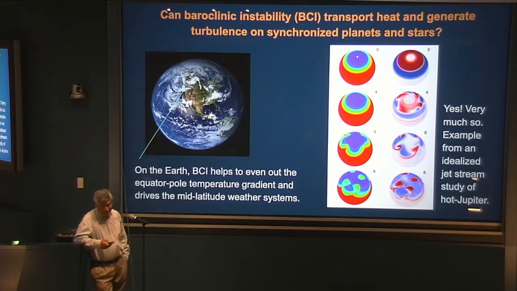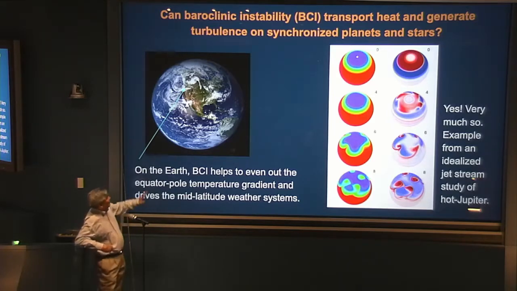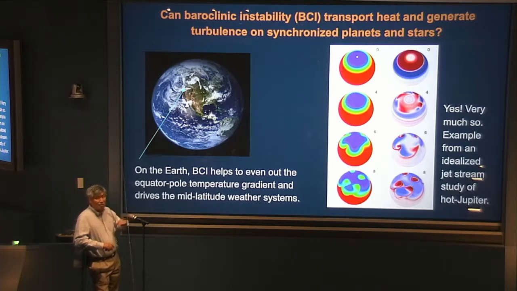And that has, under the right conditions, the ability to generate weather, like you see here on the left for the Earth. In fact, baroclinic instability is exactly what's responsible for our weather system in the mid latitudes on the Earth. And what it does is it evens out the temperature gradient from the equator to pole. As we all know, the equator gets most of the sunlight, and the poles nearly none.